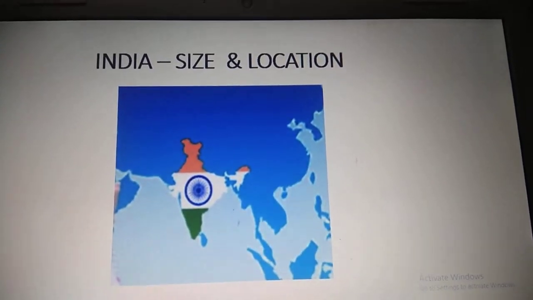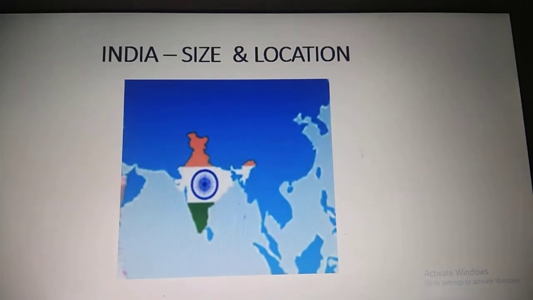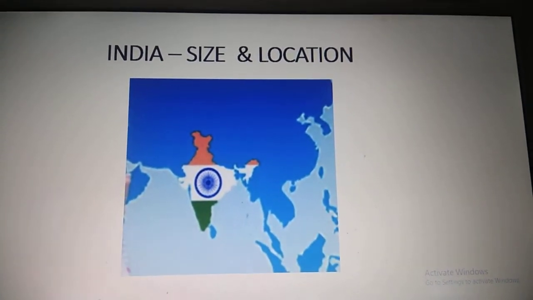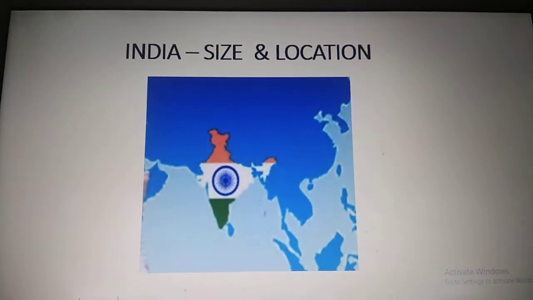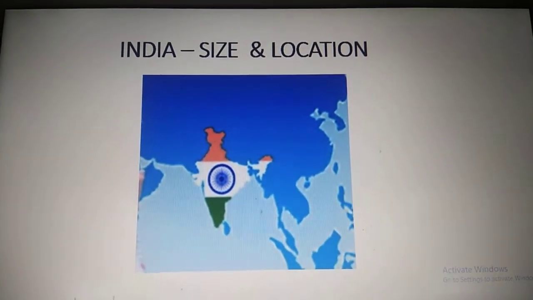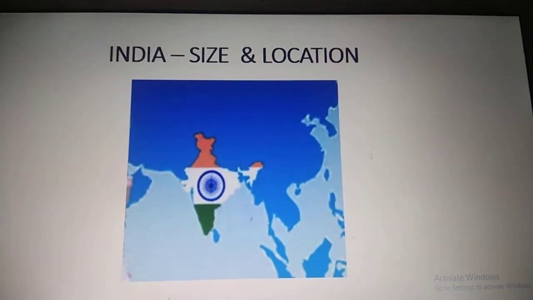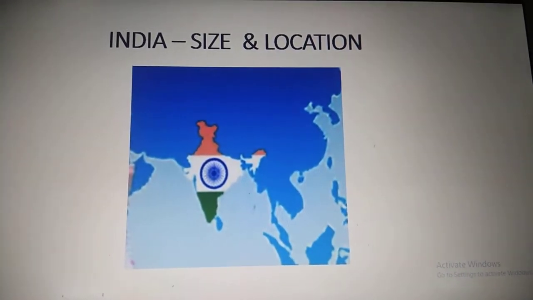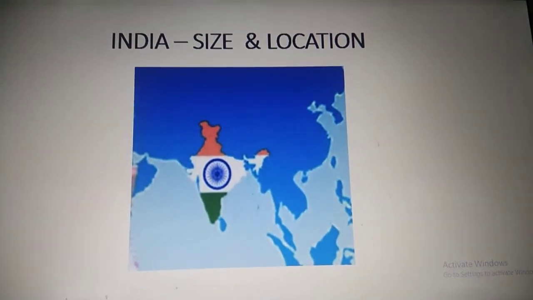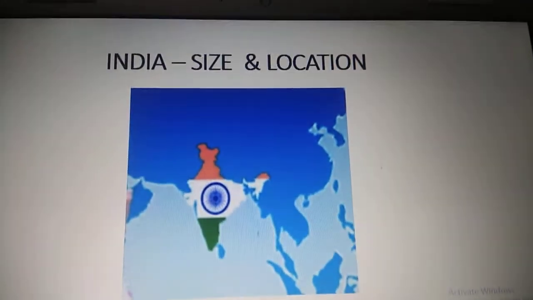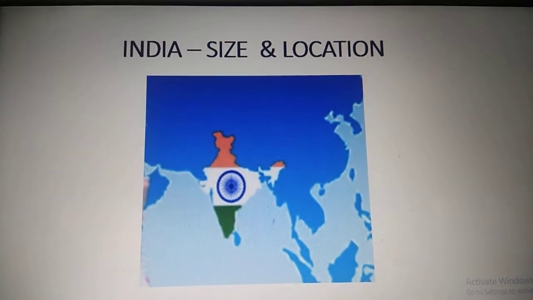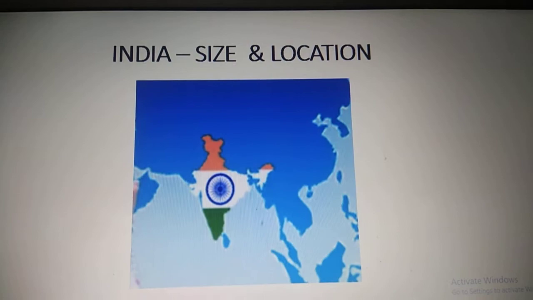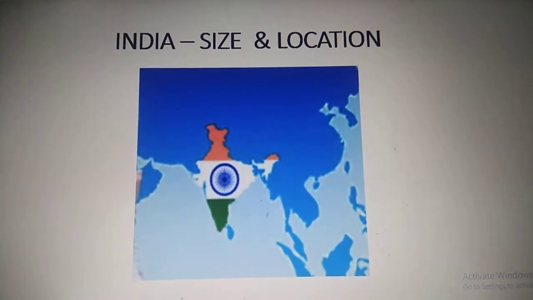Children, today we'll start with the first chapter of your geography lesson, standard 9th, India, size and location. But before I begin the chapter, let us revise latitudes and longitudes. Because you learned this in class 6th, and you may have forgotten certain important facts about them. So let us first revise before I begin with this chapter, India, size and location.